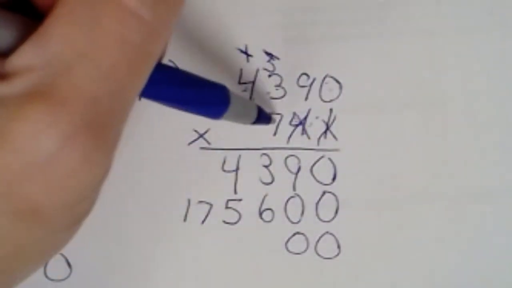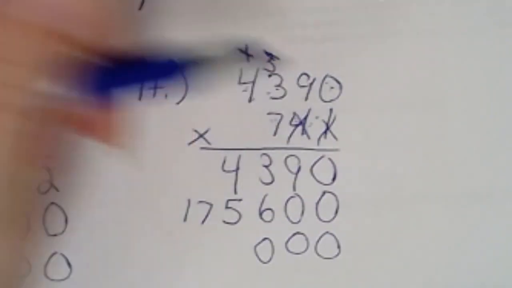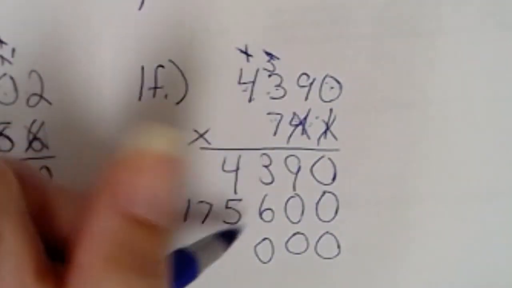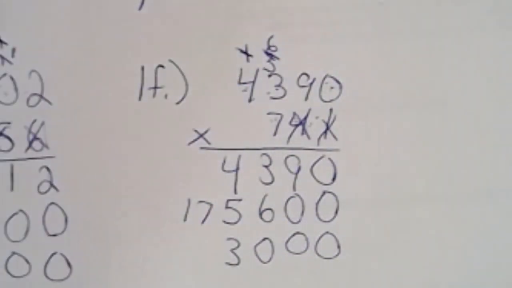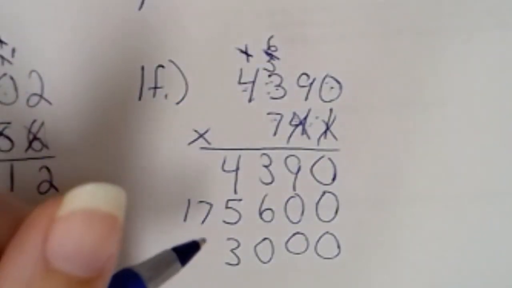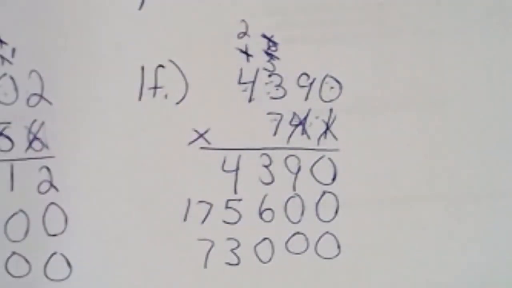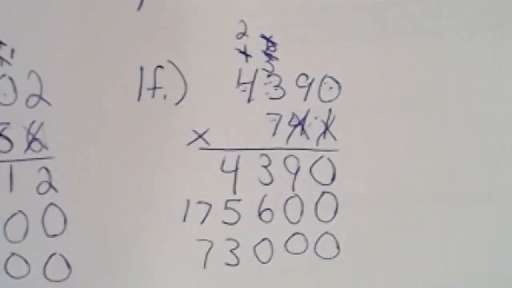And 7 times 0 is 0, so we need another 0. 7 times 9 is 63. Yeah, 63. Put down a 3 and carry our 6. 7 times 3 is 21, plus 6 more is 27. Put down a 7, carry our 2. We added that in. 7 times 4 is 28, 29, 30.